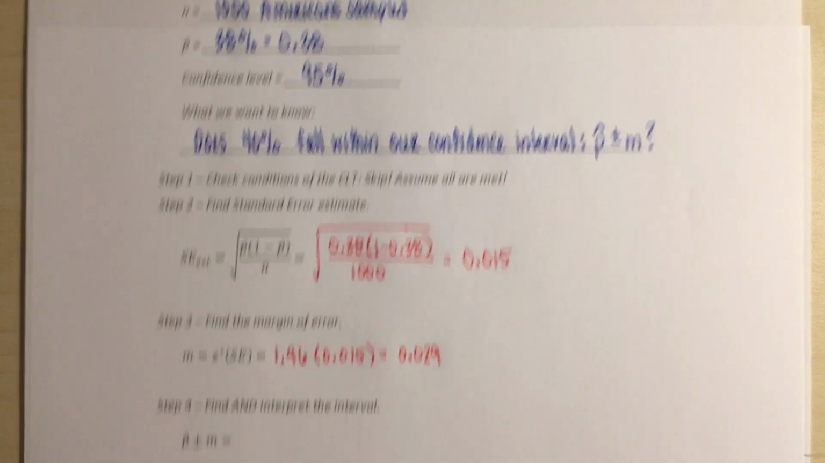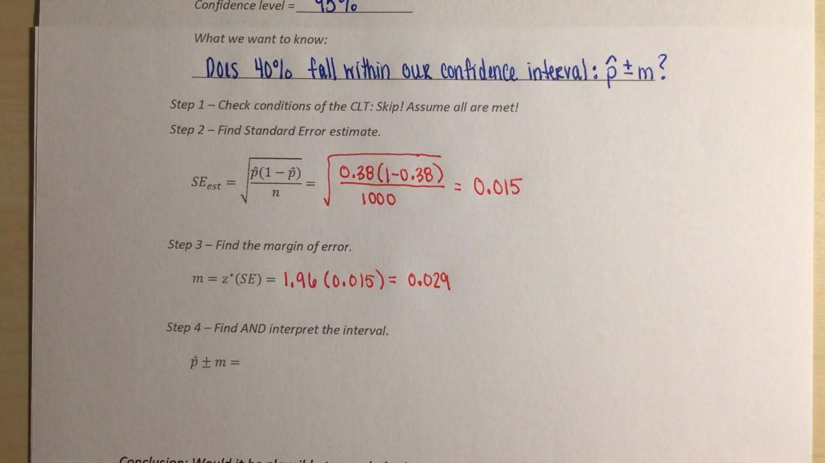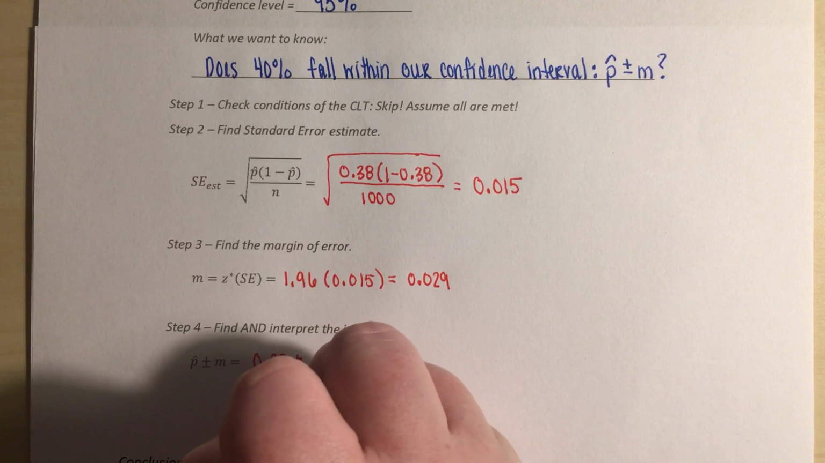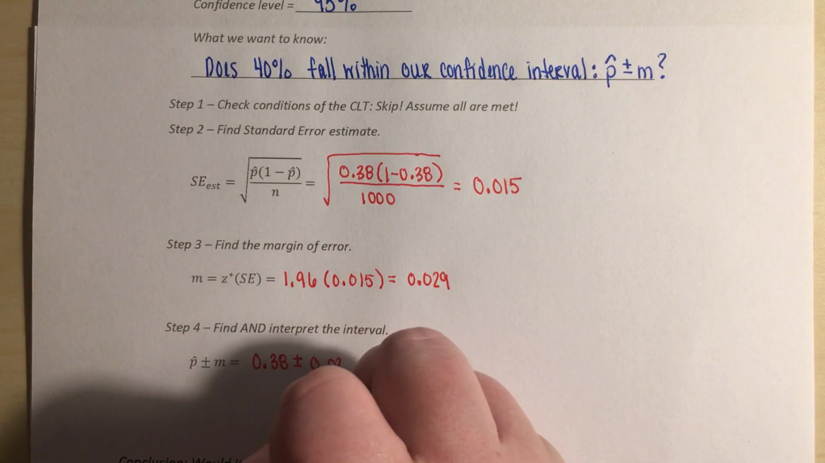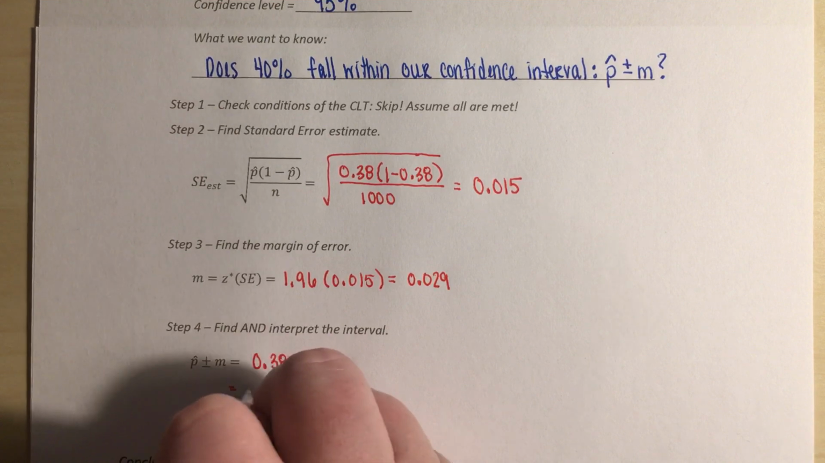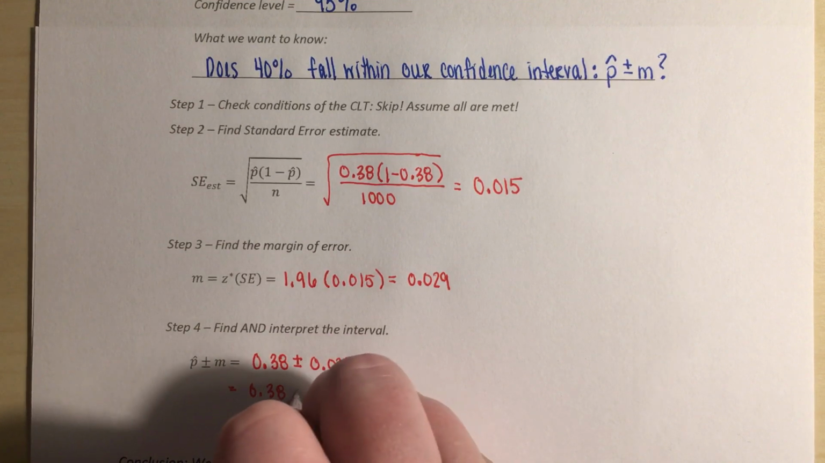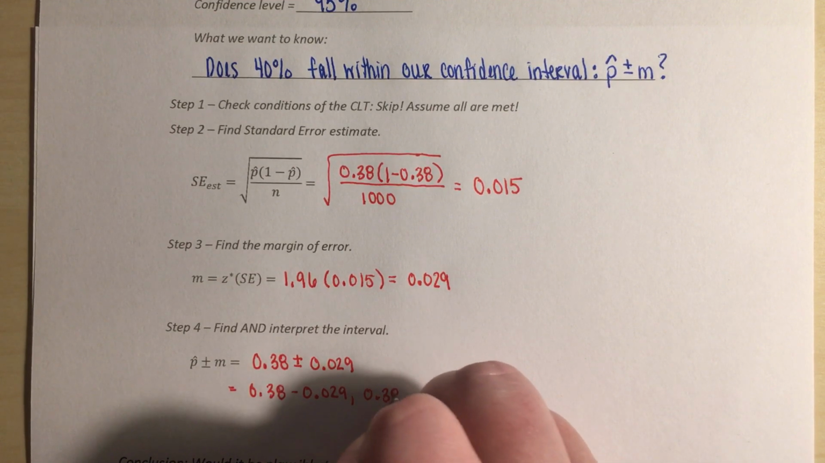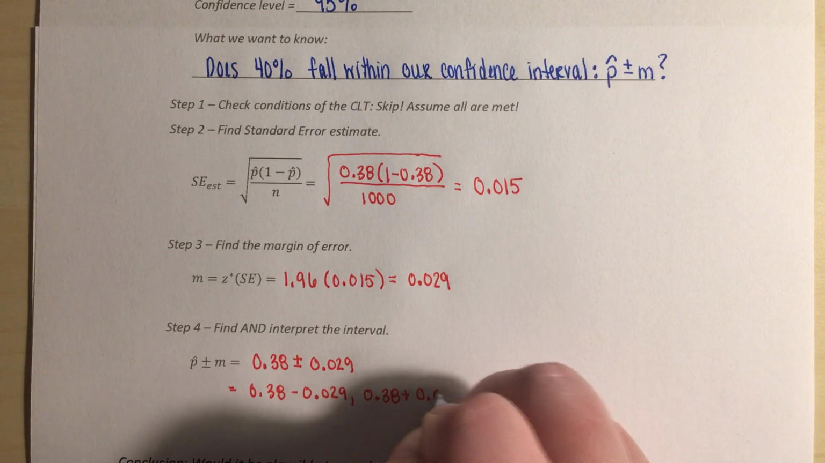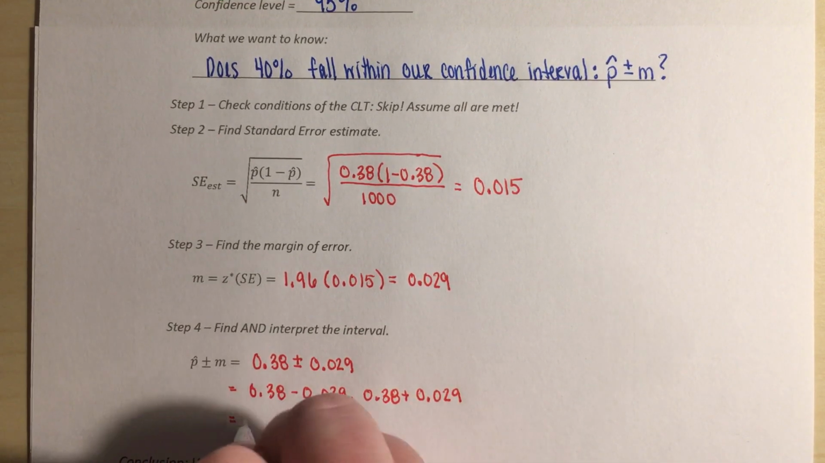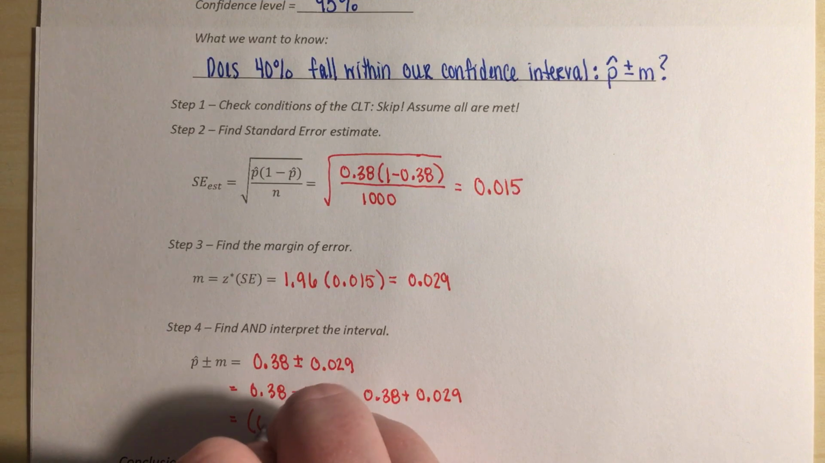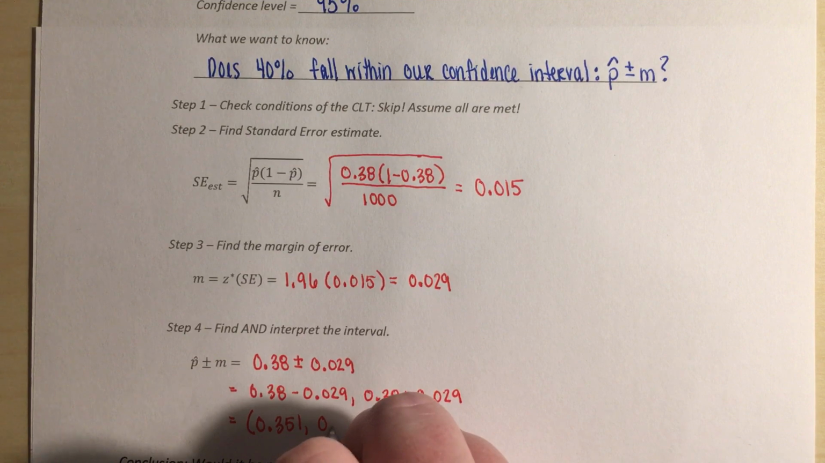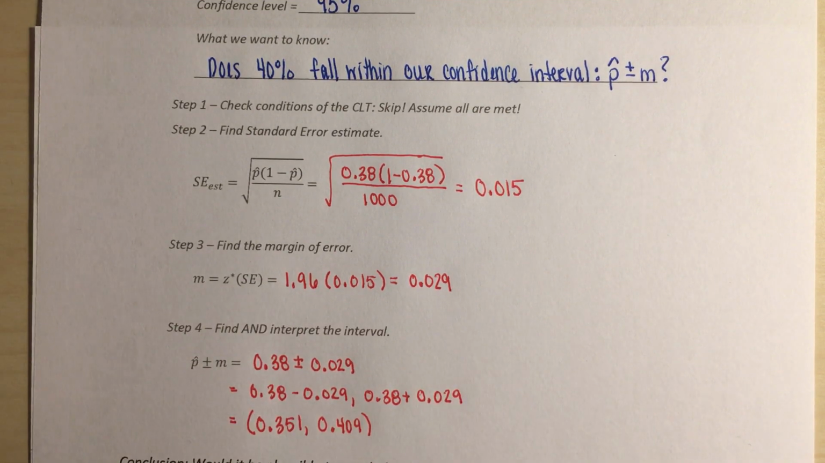Then we're going to use this to find and interpret our interval. So p hat, 0.38, plus or minus our 0.029. We subtract first. Then we're going to take 0.38 plus our margin of error. Do the calculations. We get 0.351 to 0.409.